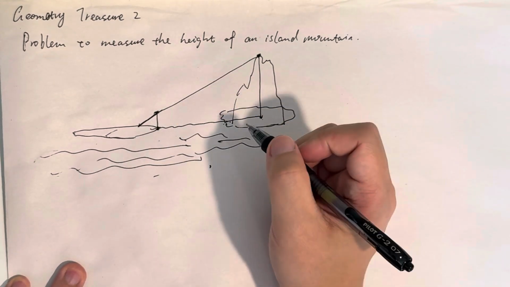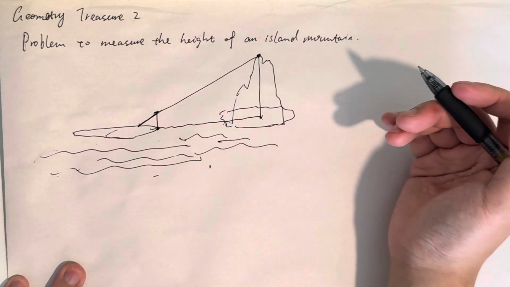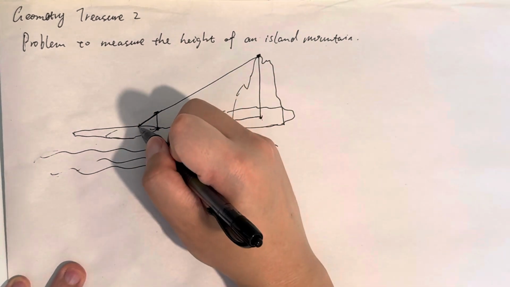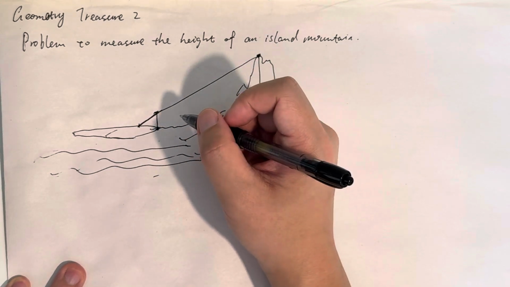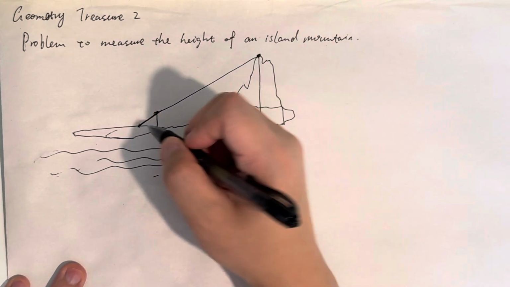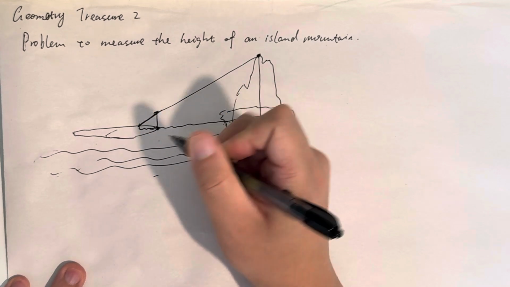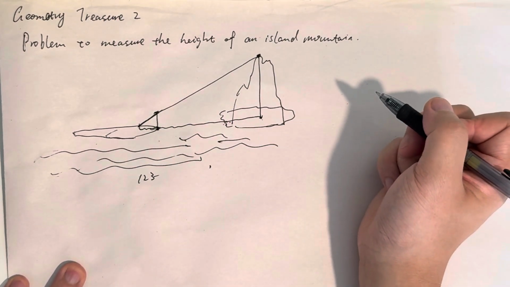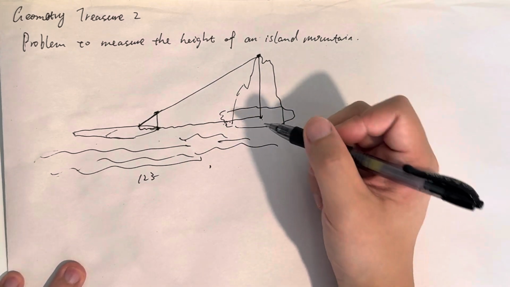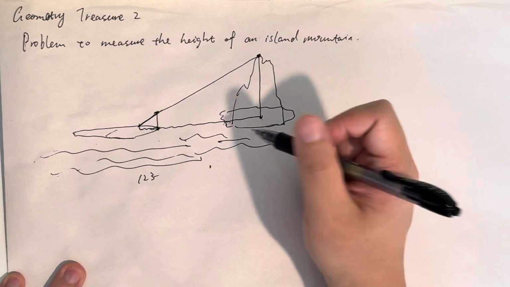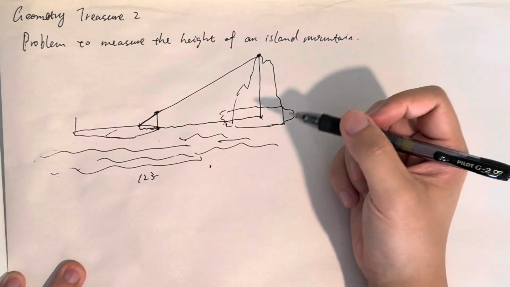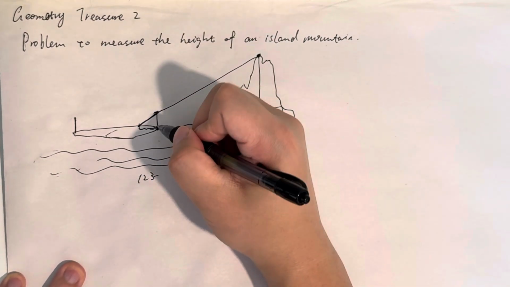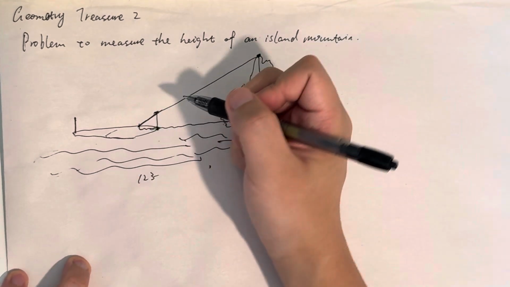For example, this is a problem from an old book. So at that time, people used a step as a measurement. So let's call this one 123 steps. Okay? And then we step back for, let's say, 1,000 steps. Right? So we step back from here.